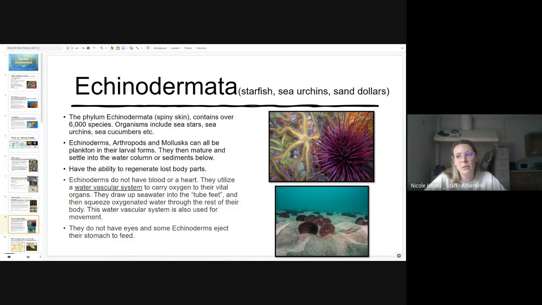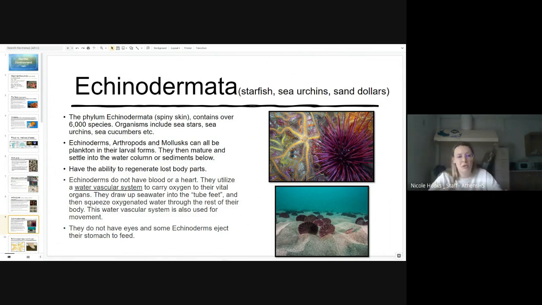Echinoderms actually have a very special vascular system. So instead of having blood, they have a water vascular system. And so they pump water within their body, and that water carries oxygen. They move that oxygen to their vital organs by using their tubed feet to suck in water and move it around their body by using pressure change. They actually don't have eyes, and some echinoderms actually will eject their stomach to feed. Lots of sea stars do this.